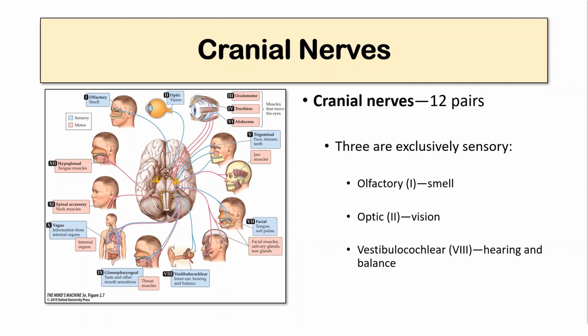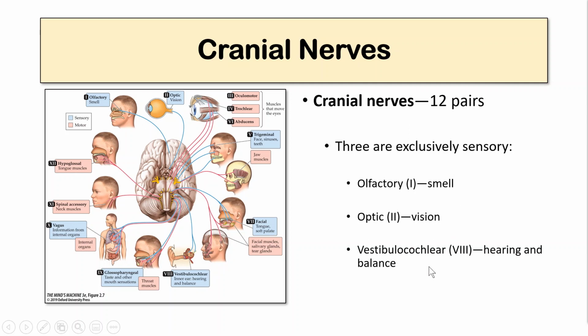Let's look at some of these cranial nerves. 3 of the cranial nerves are exclusively sensory. They are the olfactory nerve, which is here, coming up. Can you think about what the olfactory nerve may be involved in? Processing smell, olfaction. Cranial nerve 2 is the optic nerve. The optic nerve is involved in vision. So the optic nerve is coming off down here.